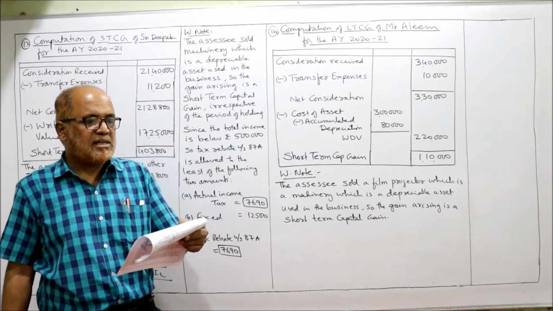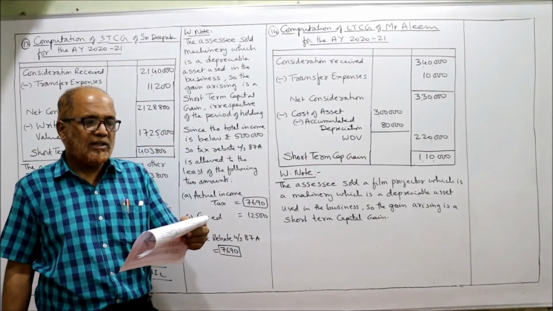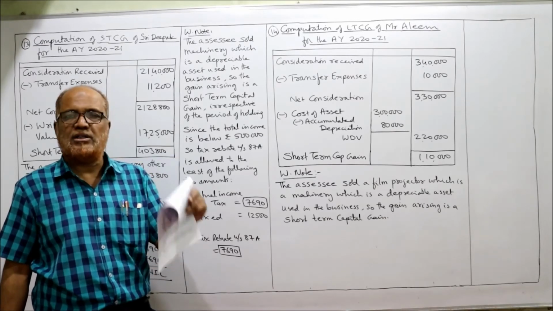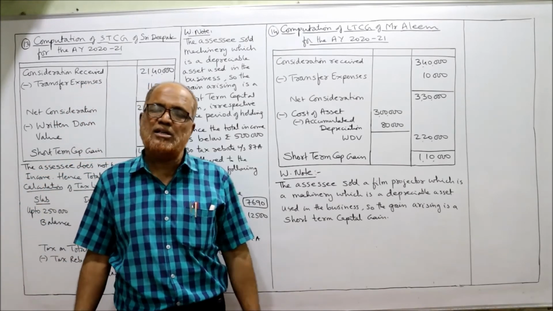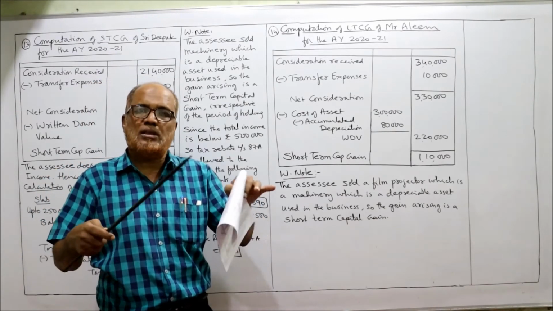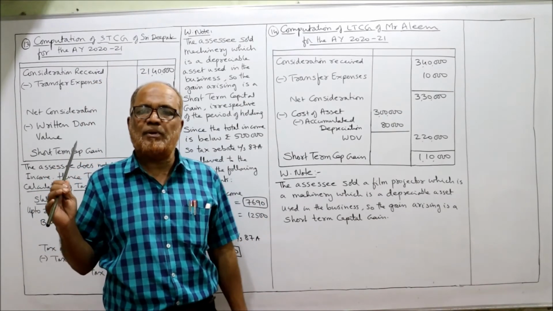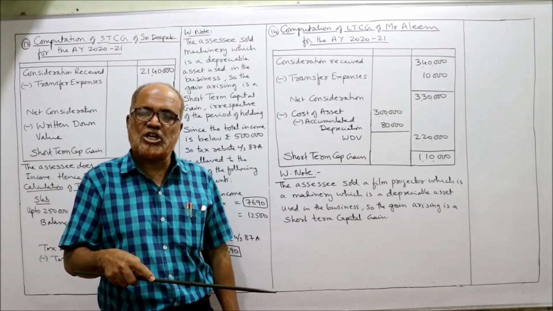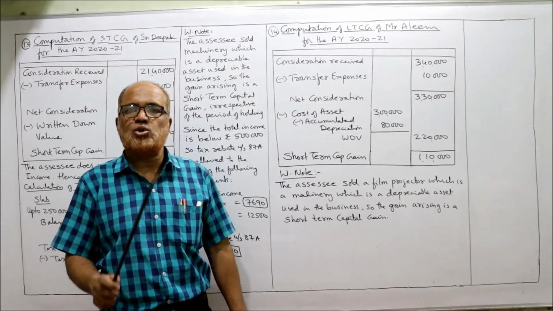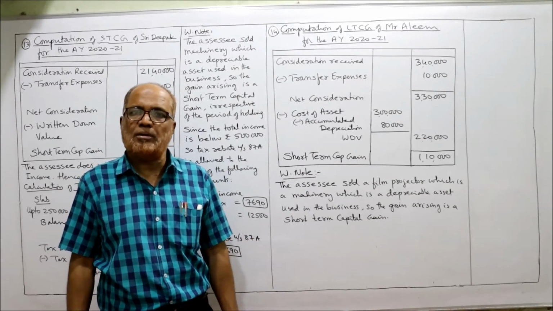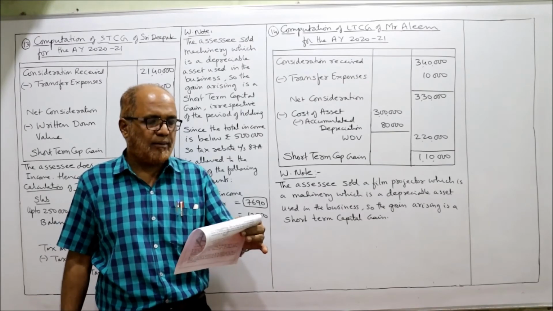Mr. Alim is a film producer. During the previous year, he sold a film projector for rupees 3,40,000. A film projector is also a machinery, and it is used in the business. So just like the previous problem, a film projector is a machinery which is depreciable and used in the business. So the gain arising is a short-term capital gain, irrespective of the period of holding.